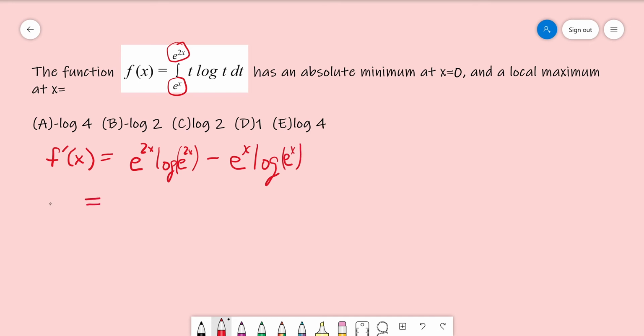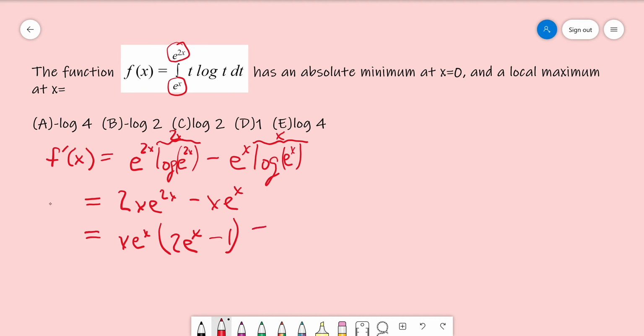Okay, which we can simplify, remember that log of e to anything is just that exponent on the e. Same thing here, this is just going to be x. So this will give us 2x e to the 2x minus x e to the x, which we can factor as x e to the x times 2e to the x minus 1. And now we're setting this whole thing equal to 0 and solving for x.